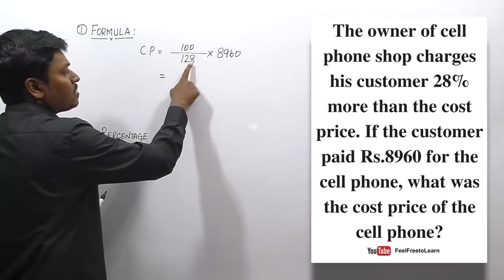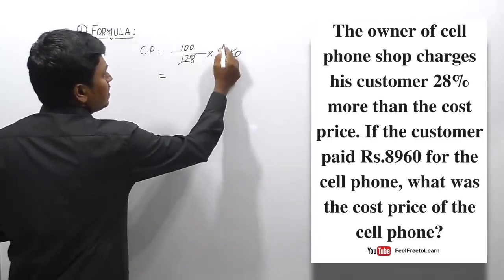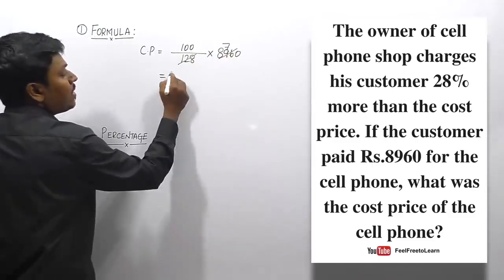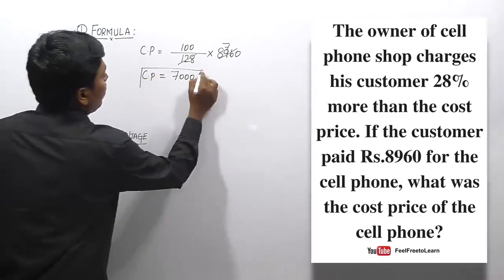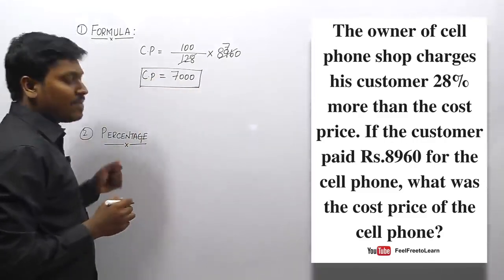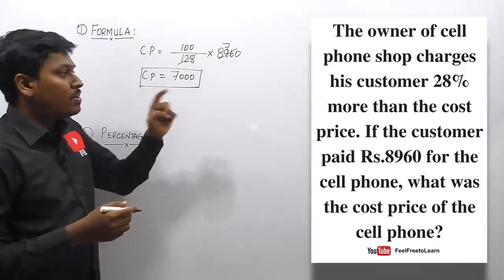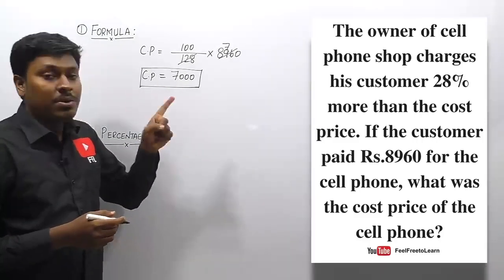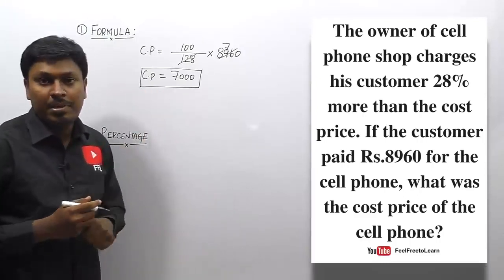128 into 7, because 8 sevens are 56, so we can say 128 into 7, that is 70. So 70 into 100 will be 7,000. So finally we can say that the cost price of the mobile phone will be 7,000. With a profit of 28%, he sold the mobile to the customer at a rate of 8,960. By using the formula, we got the cost price of the mobile phone.